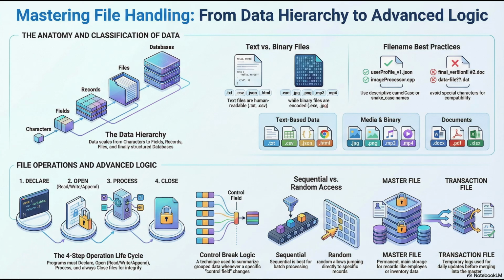It's a retroactive summary. It only knows a group is finished because the next one has already begun. And that leads directly to the classic mistake the source warns about. The final group. If the break is triggered by seeing the next different item, what triggers the summary for the very last group in the file? There is no next item.